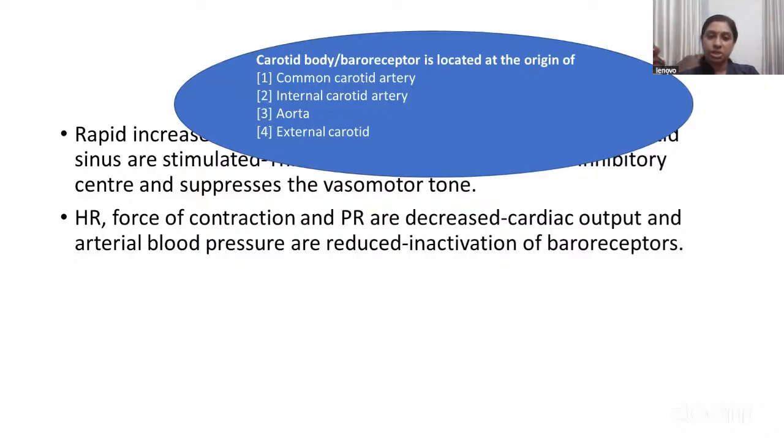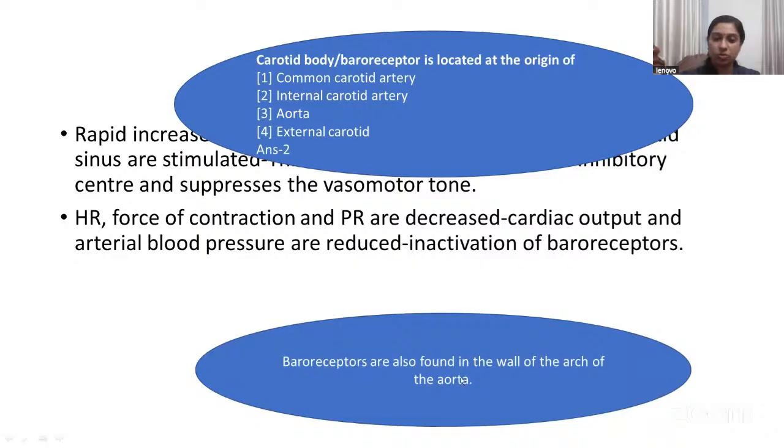So what's the location of the carotid body receptor? This location is also very important. It is located at the origin of the internal carotid artery. Also, they are present in relation to the wall of the arch of the aorta. This you have to keep in mind. They are located at the origin of the internal carotid artery, and also found in the wall of the arch of the aorta.